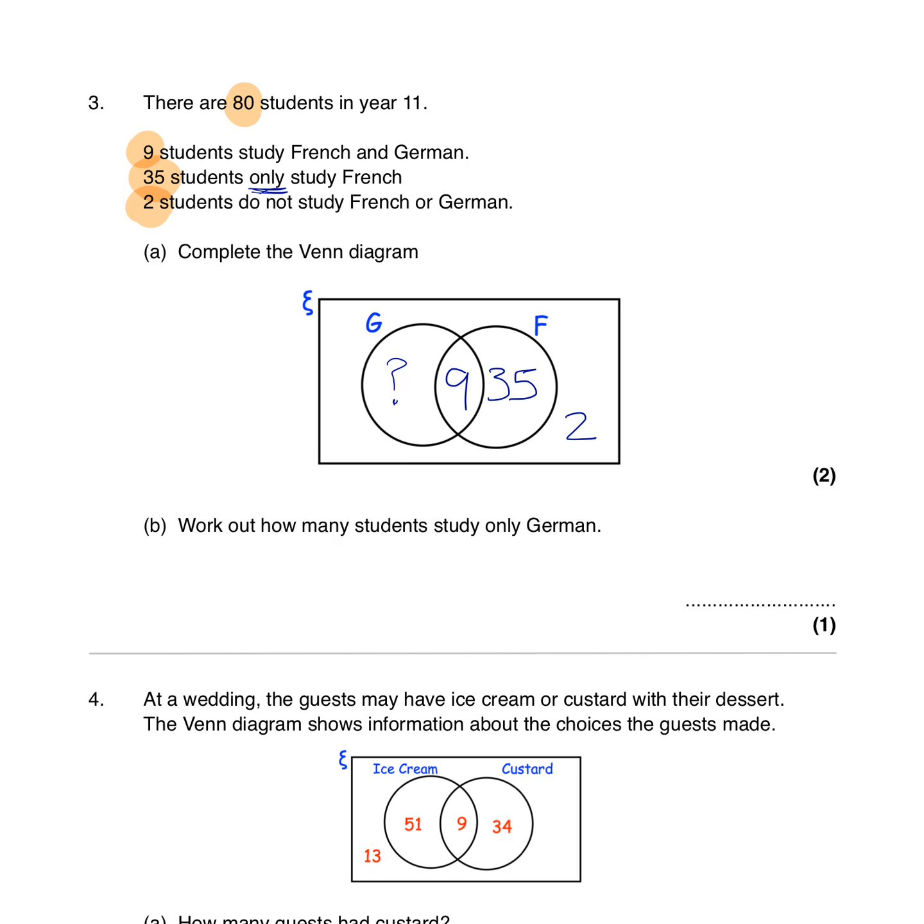So if I put together the 35, the 9 and the 2, I got 46 so far, and if we need to get up to 80 students, that must mean there's 34 students who study only German. Work out how many students study only German. 34.